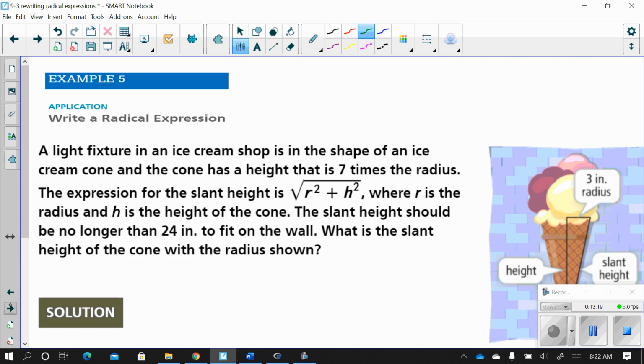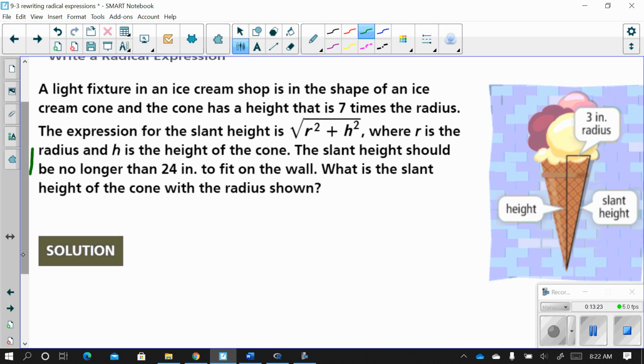Okay, and last thing we're going to look at is a word problem. A light fixture in an ice cream shop is in the shape of an ice cream cone, and the cone has a height that is 7 times the radius. The expression for the slant height is the square root of r squared plus h squared, where r is the radius and h is the height. The slant height should be no longer than 24 inches to fit on the wall. What is the slant height of the cone with the radius shown?